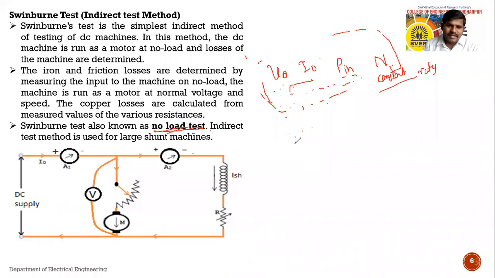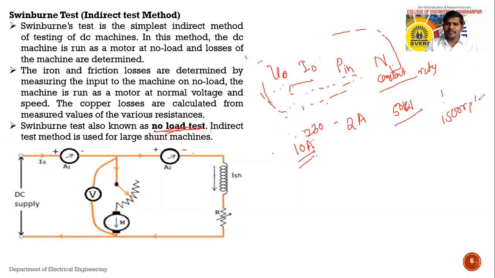Suppose consider the rated current of the motor is 10 ampere. When the machine is running on no load condition, at that situation, suppose the motor takes 2 ampere current, we are applying a constant voltage, suppose 230 volt, and power taken by the machine is suppose 50 watt. Speed of the machine is 1500 revolution per minute.